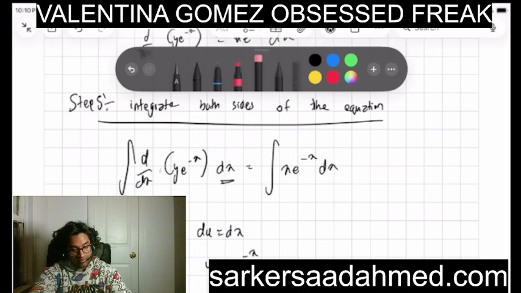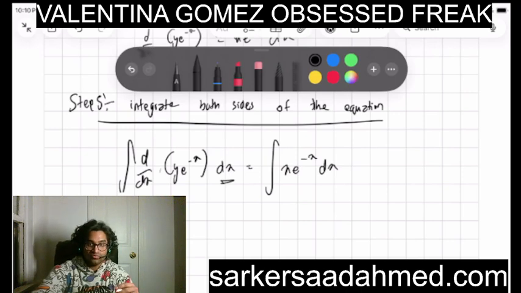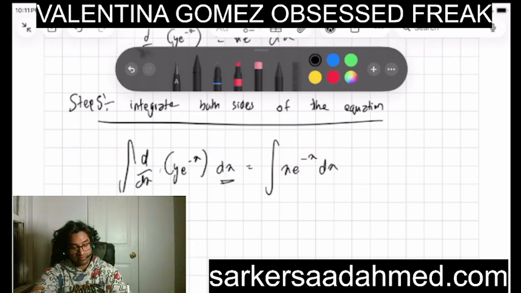Sorry, I'm making a mistake, right? Why am I writing y? The left part will be y e to the power minus x. The left part doesn't change actually. Sorry, I was doing the right part by accident. So y e to the power minus x stays as y e to the power minus x.